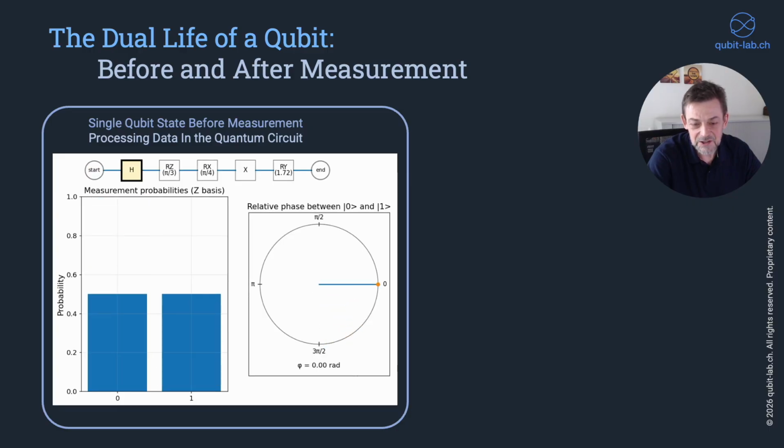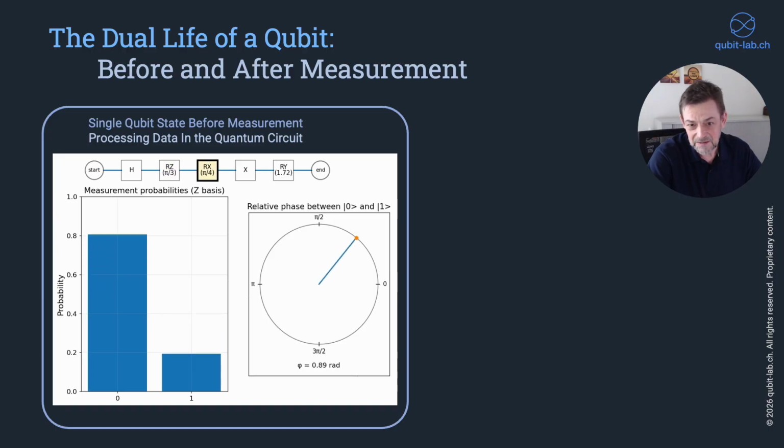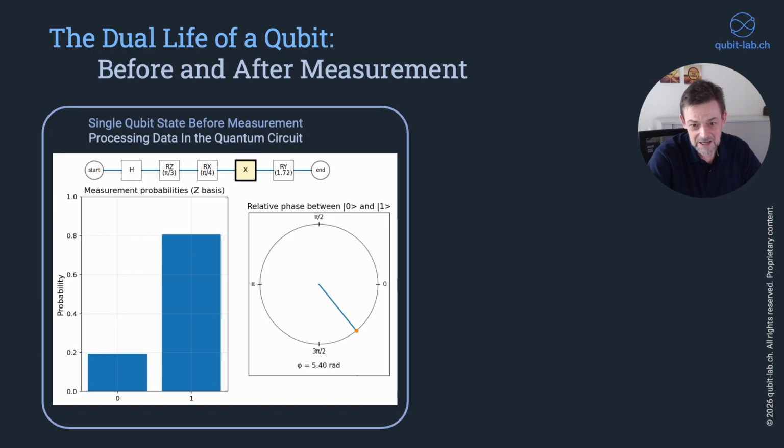Now we are at the H gate, balanced superposition. Then we turn the X gate, which swaps the probabilities, and then this is the end state. So in the end state, after executing this simple circuit, the qubit has a 30% probability, if we measure it, to deliver 0 as a measurement result, and 70% to deliver 1. And we have also a relative phase in there.